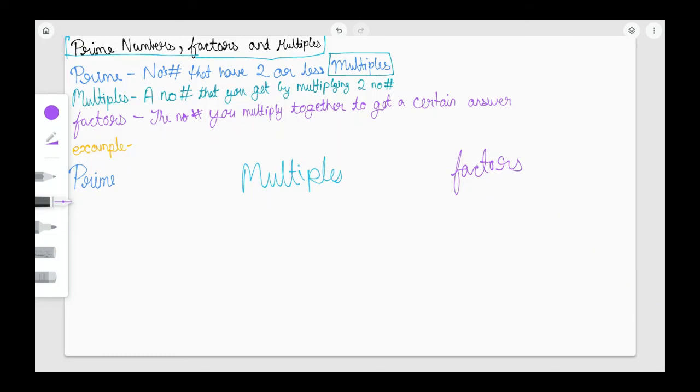And guys, as you can see, today we're going to be doing prime numbers, fractions and multiples, and we're going to be learning what they are. We're not going to be doing some questions. That will be done in my next video.